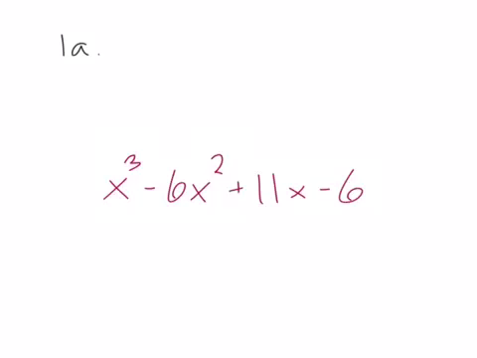Okay, so the first thing I need to do is show you an equation for a cubic polynomial function. This is the polynomial function that I chose, x cubed minus 6x squared plus 11x minus 6. And it's cubic because the highest exponent is to the third power, which is cubed. And it's already in standard form because it goes from the highest exponent down to the lowest exponent.